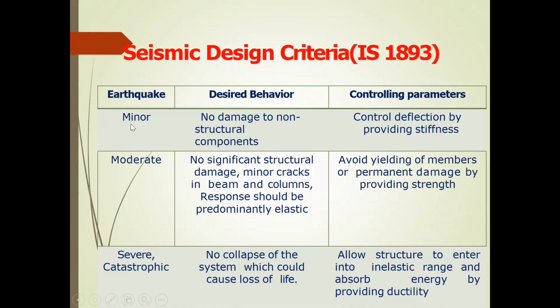1893. Minor: desired behavior, no damage to the non-structural members. Controlling parameter, controlled deflection by providing stiffness. Moderate: no significant structural damage. Minor cracks in beams and columns. Okay. Avoid yielding of members or permanent damage by providing strength. Severe, catastrophic: no collapse of the system which would cause loss of life.